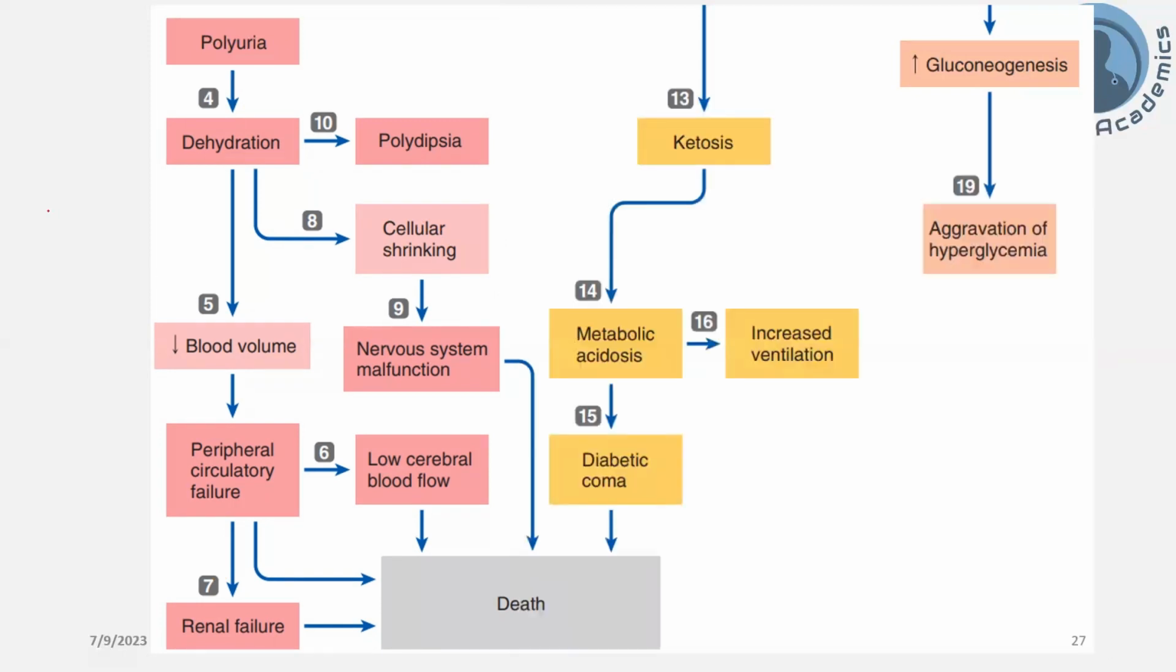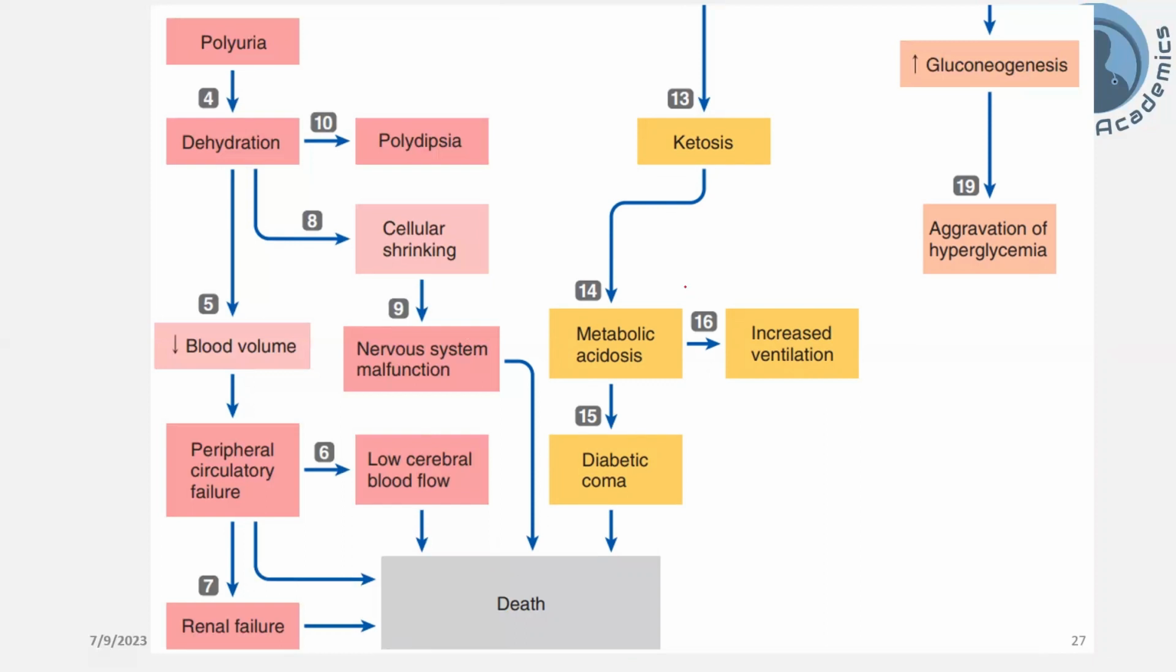And both of these things, renal failure and low cerebral blood flow, can predispose an individual to death. Ketosis, on the other hand, which occurs because of the increased fatty acid levels, can cause metabolic acidosis. As a compensation for that, there would be increased ventilation. It is seen in diabetic ketoacidosis.